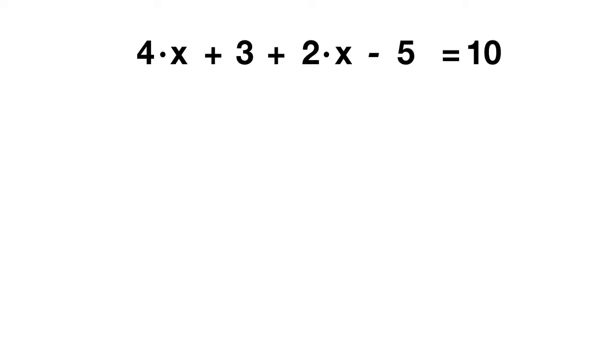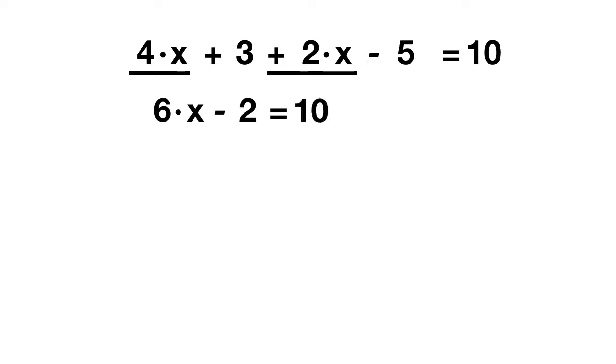Now it's time for you to try some of these on your own. Solve the equation 4 times x plus 3 plus 2 times x minus 5 equals 10. What does x equal? Well, you needed to start by simplifying 4 times x plus 2 times x. Well, 4 plus 2 gives us 6, so we'll have 6 times x. Then we can simplify plus 3 minus 5 to give us minus 2. And this is all equal to 10.